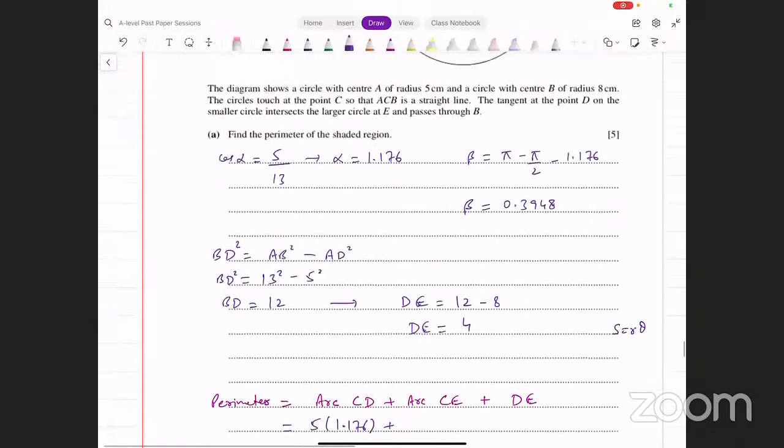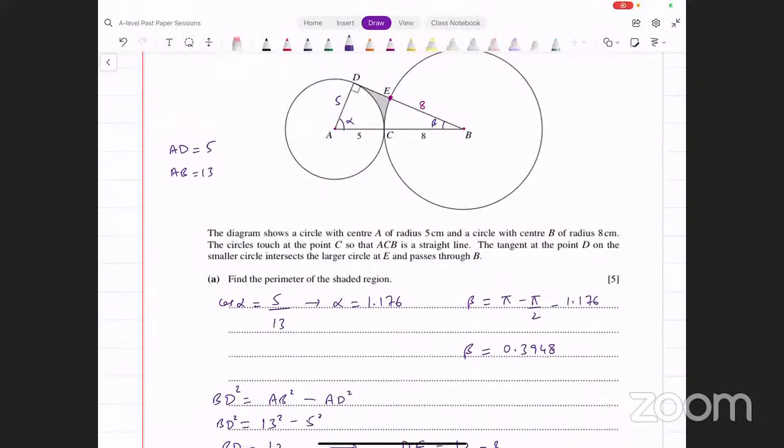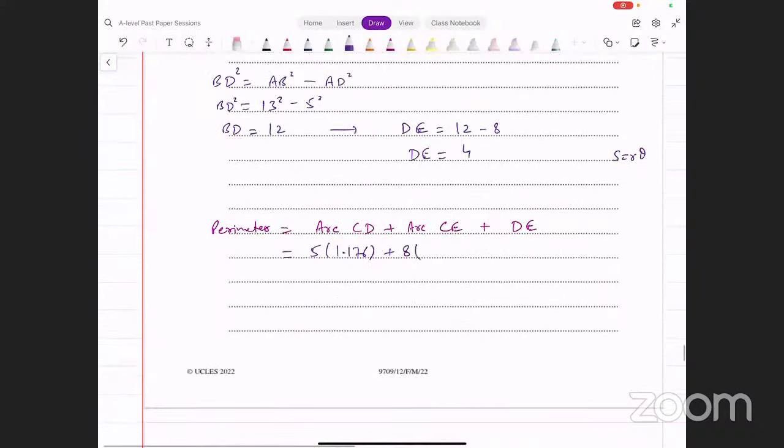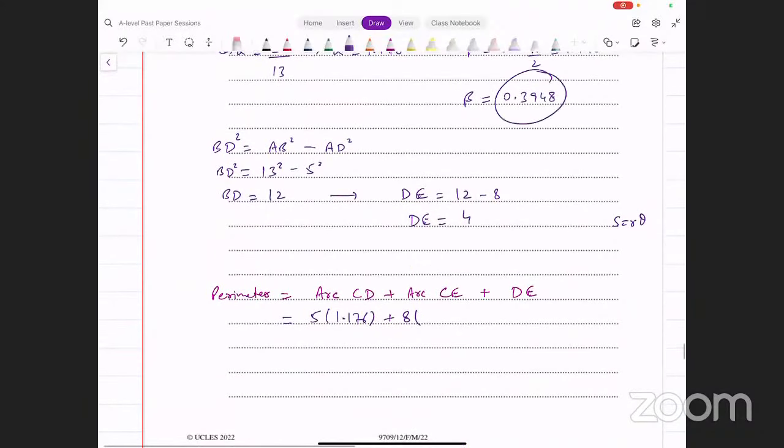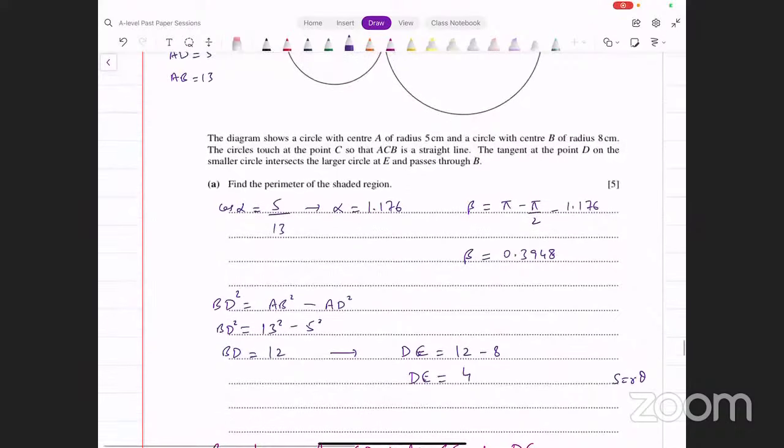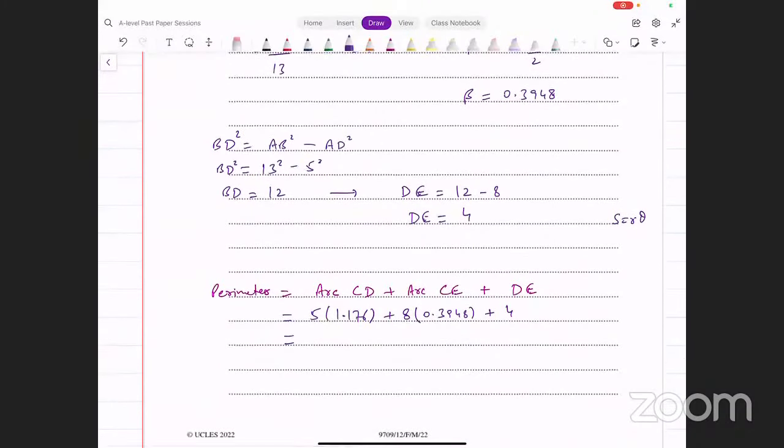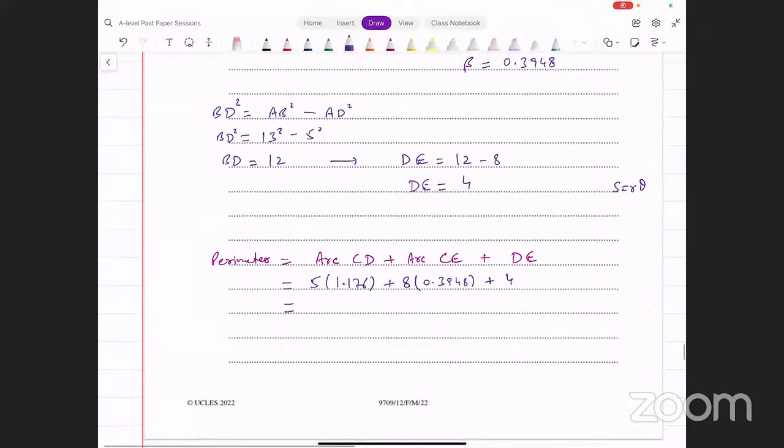Plus arc length CE, radius उसमें क्या है? बड़ी वाली arc के अंदर, बड़े वाले circle के अंदर 8. Arc length or angle, sorry, that's this 0.3948 plus DE, that's 4. Just evaluate this to get the perimeter. उसने exact नहीं मांगा ना यहाँ पे. Yeah, so we can just write in decimals. It's going to be 5 into 1.176 plus 8 into 0.3948 plus 4, and that's giving me 13.04.